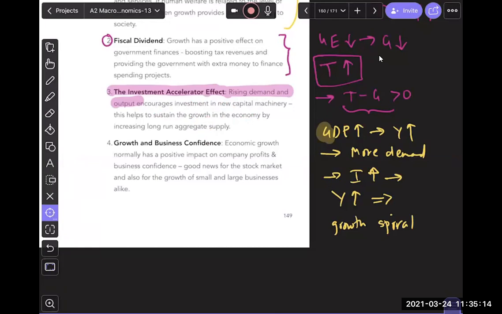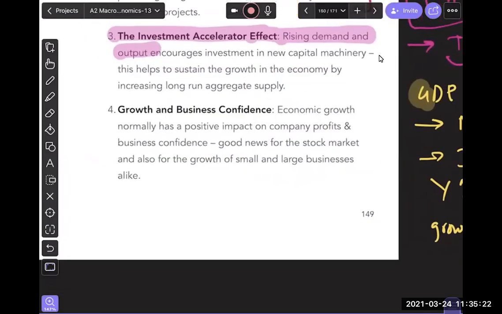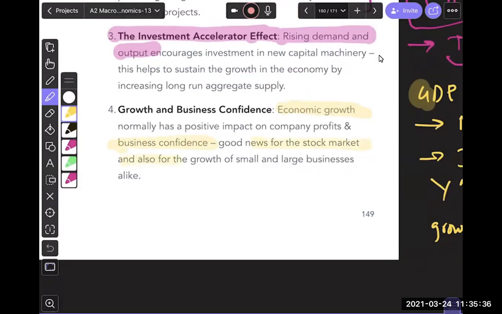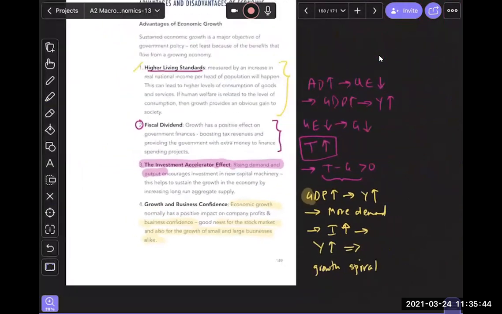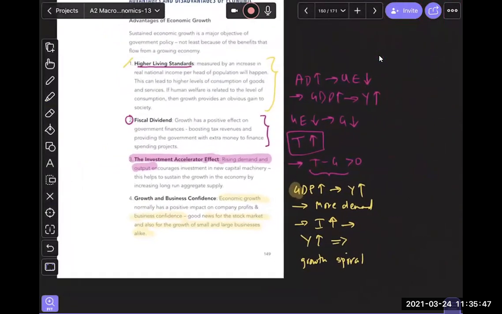Make sense? Similarly, guys, there's going to be more growth and more business confidence when GDP is rising. When you see a rise in economic growth, it can result in more business confidence in an economy, which is good for the stock market and for overall investment, and that's good news for the economy as well. So four points to remember: number one, higher living standard, budget surplus; number two, investment accelerator effect; and number four is business confidence. Make sense?